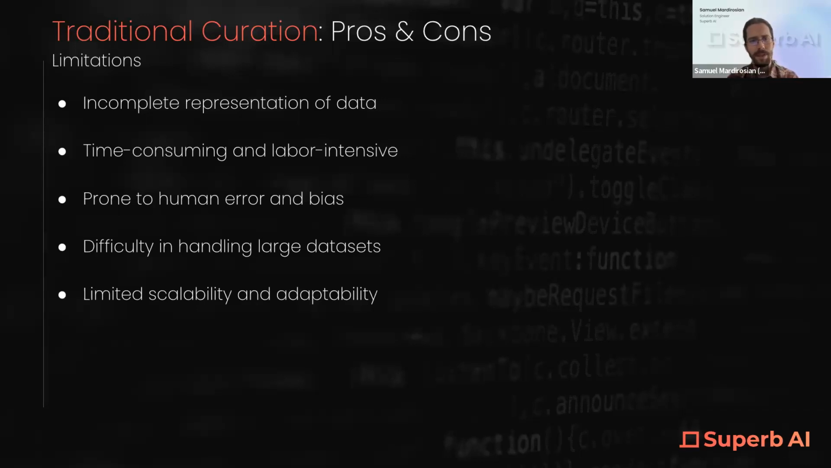Third, more sophisticated traditional methods struggle with handling large data sets. As the volume of data grows, it becomes increasingly challenging to manage and curate the data effectively. And lastly, these methods can have limited scalability and adaptability. They're not designed to evolve with changing specific data needs and trends, making it difficult to keep up with the rapid pace of advancements in the field of computer vision.